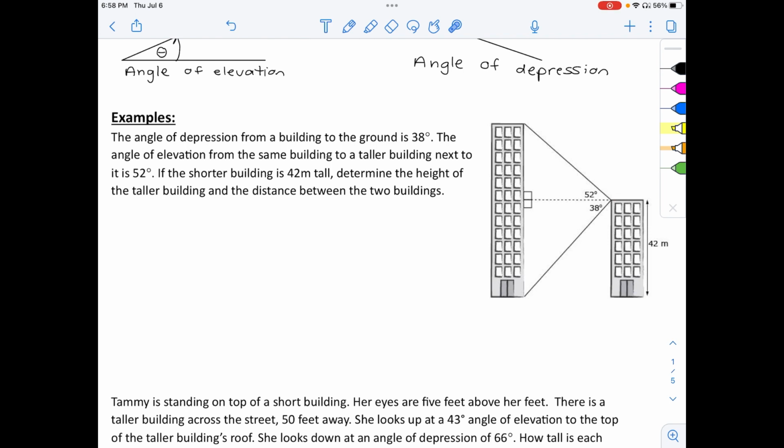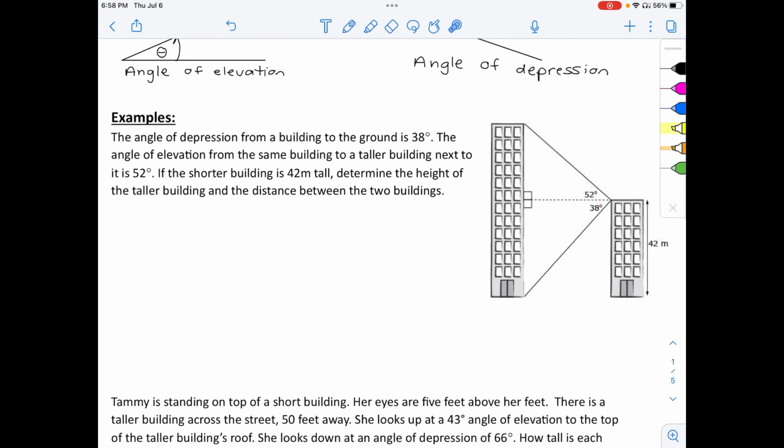Okay, so we said that an angle of elevation or depression always needs to have a horizontal. So in this case, there wouldn't actually be a line here, right? Because this isn't the ground. But you see this dotted line here. This is an imaginary horizontal line that is level with the top of this building. And we're opening down because it's an angle of depression, which means that the 38-degree angle is here.